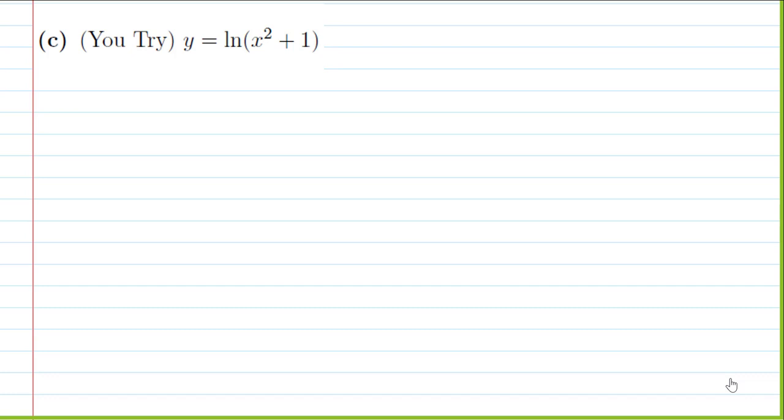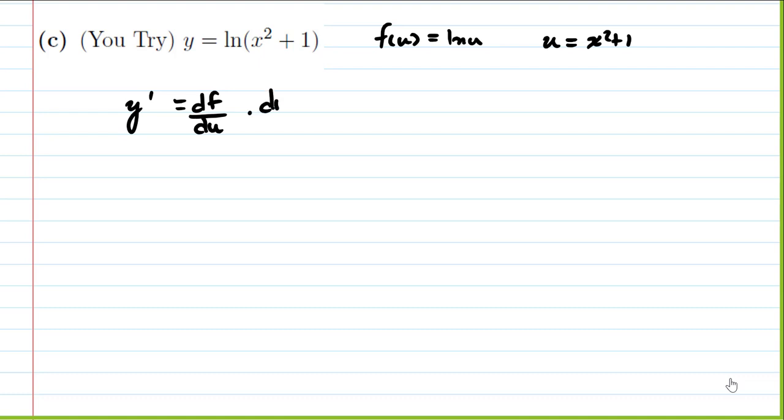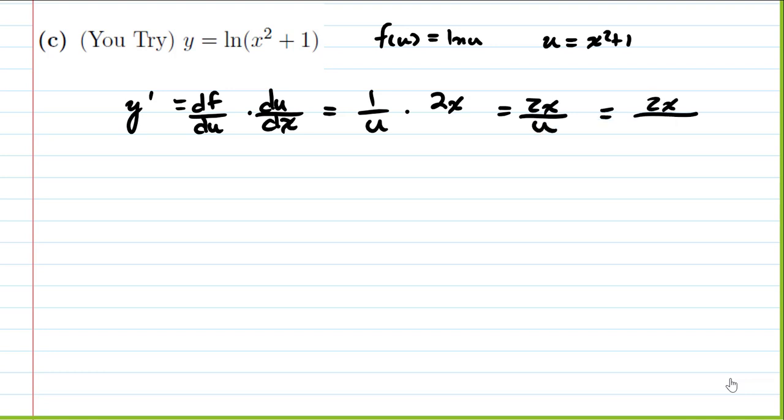All right, so to resolve our u-substitution, we identify our outer function as, once again, the natural log of u, and our inner function is x squared plus 1. So y prime is df/du times du/dx. So that's 1 over u times the derivative of x squared plus 1, which is 2x. So that's 2x over u. And substituting our u back out, we get 2x all over x squared plus 1.